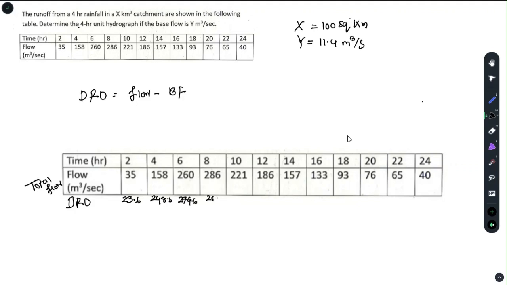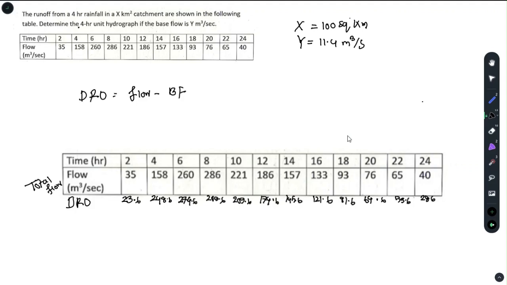You'll get a value of 209.6. For 221, you'll get a value of 209.6. For 186, you'll get a value of 174.6. You'll get a value of 145.6. Write them all. You'll get a value of 121.6. You'll get a value of 81.6. You'll get a value of 64.6, 53.6, and 28.6. So these are the values for direct runoff.